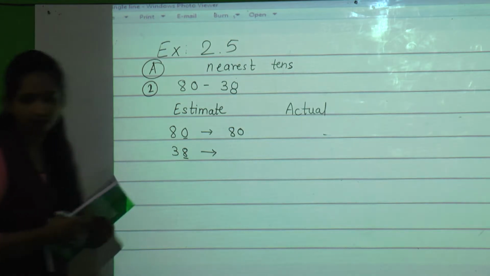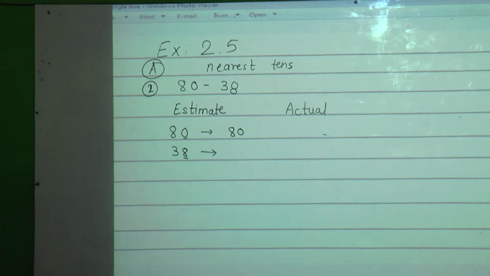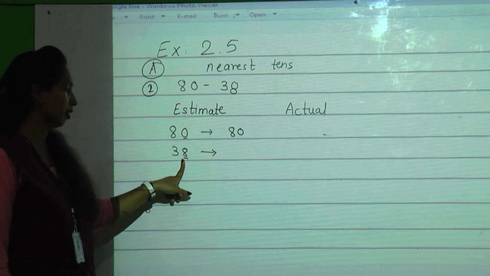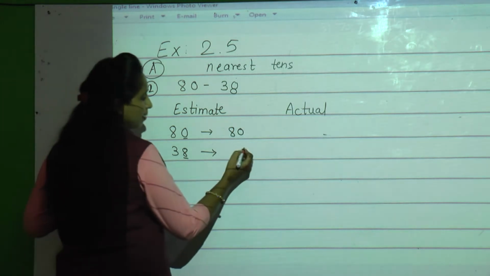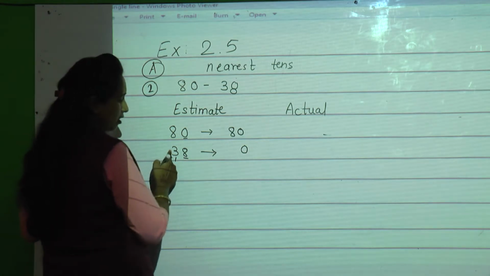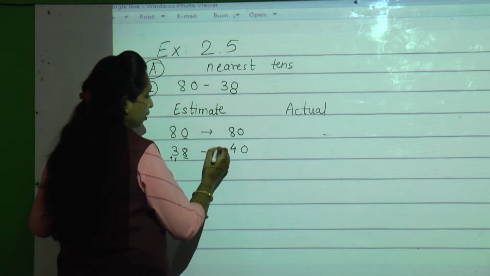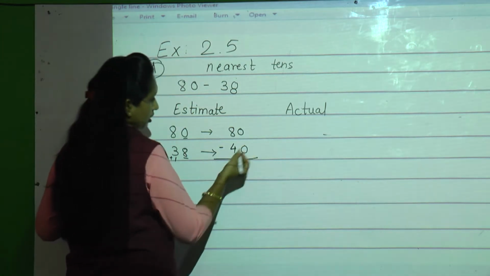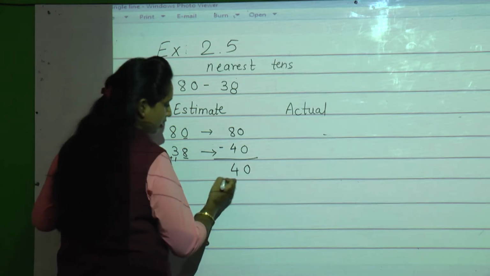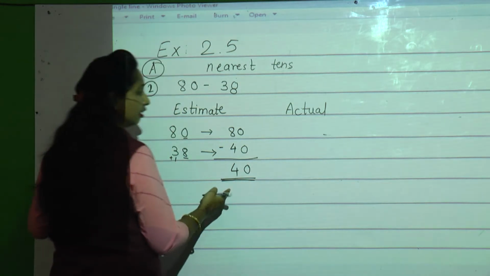See what is there on the ones place. 8 is there. If it is 5 or more than 5, what will we do? We will place the 0 at the ones place and add 1 to the tens place. So 3 plus 1 is 4. Now we will do the subtraction. 0 minus 0 is 0. 8 minus 4 is 4. So this is the estimated difference.